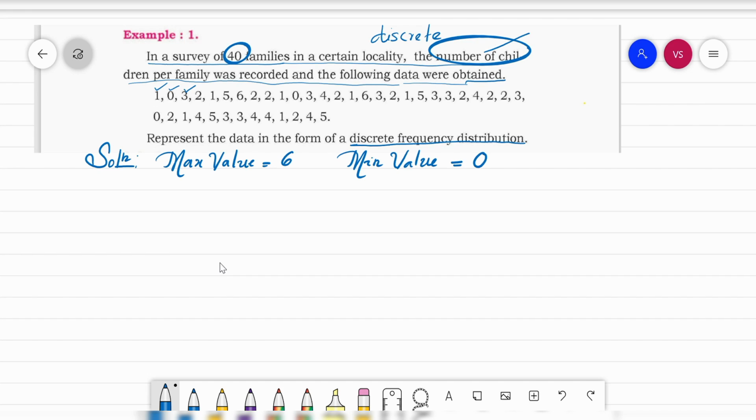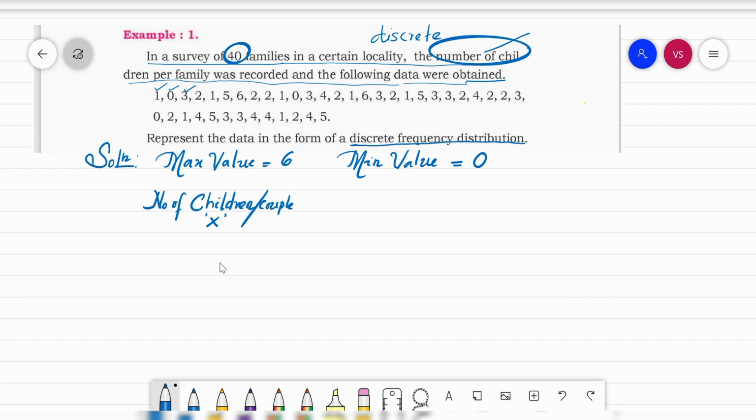So what would be the first column for me? The first column would be number of children per family. This is what I will write. This is the variable for us, number of children per couple. I'll denote this as x, students. X is a variable.